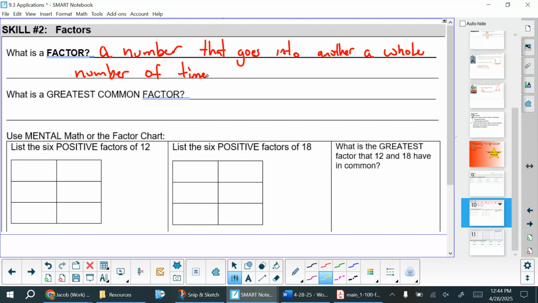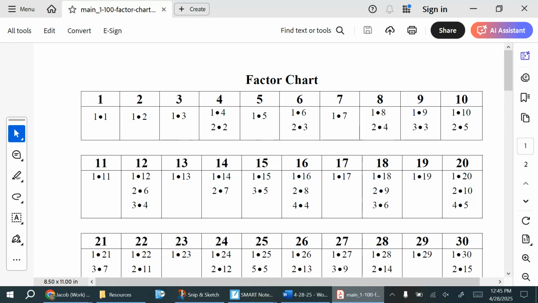And so I'm going to go ahead and flip over to the factor chart here for a second. If you need to pause the video to get that written down, that's fine. But a factor chart here will kind of show you what we're talking about. So if I'm looking at the number 18 here, you can see the factors of 18 are 1 and 18 because 1 times 18 is 18, 2 and 9 because 2 times 9 is 18, and then 3 and 6 because 3 times 6 is 18. So all 6 of those numbers, 1, 18, 2, 9, 3, and 6, are all factors of 18.